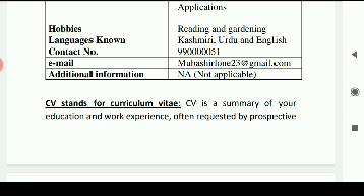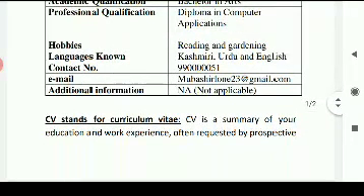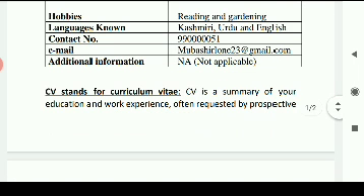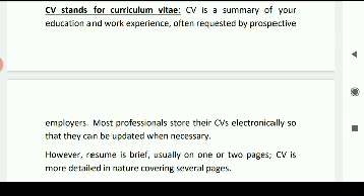Okay. Now let me tell you a little bit about CV. We normally call it CV, and CV stands for curriculum vitae, right? CV is a summary of your education and work experience, right? Curriculum vitae is simply a summary of your education and work experience, often requested by prospective employers. Most professionals store their CVs electronically so that they can be updated when necessary, right? There are a number of applicants who are storing their curriculum vitae electronically so that they can update their information whenever necessary, right?